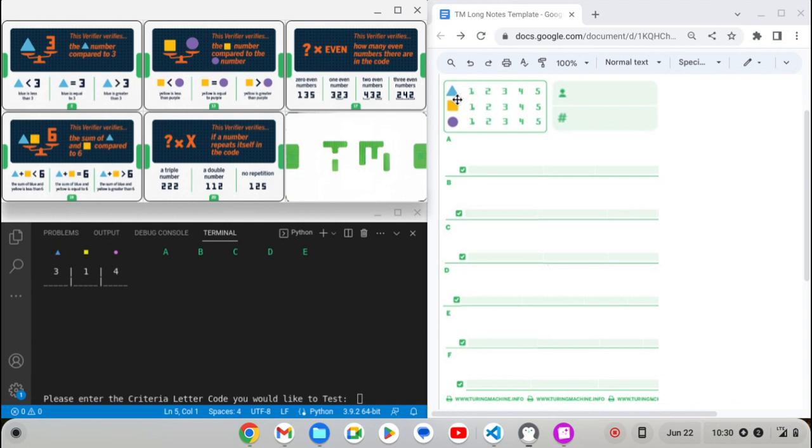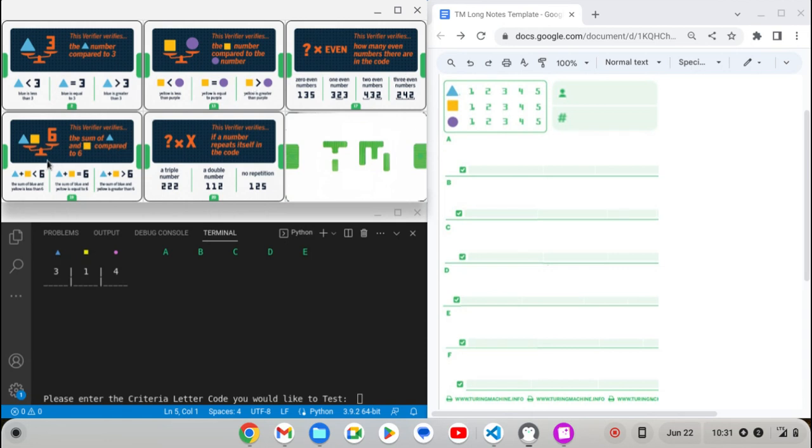Criteria card B looks at the middle and last digit, the square and circle, and compares them to each other. Should the square digit be less than circle, should they be equal, or should the square value be greater than circle? In criteria card C, we look at our 3-digit solution, and the Turing Machine will let us know how many of those 3 digits are even. Are there no evens? Is there a single even? Maybe 2? Perhaps even all 3 are even.